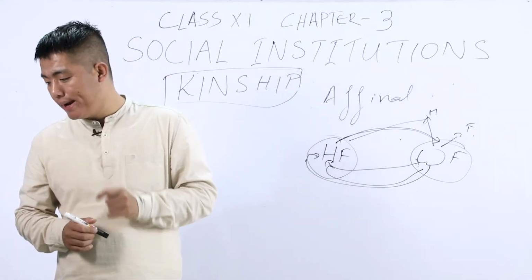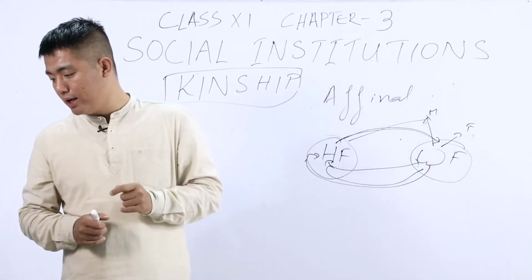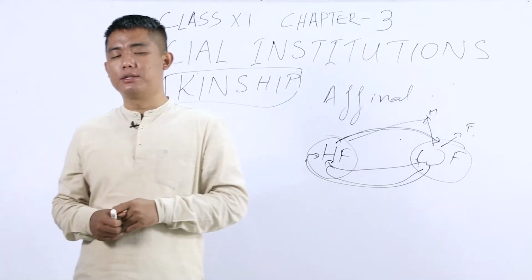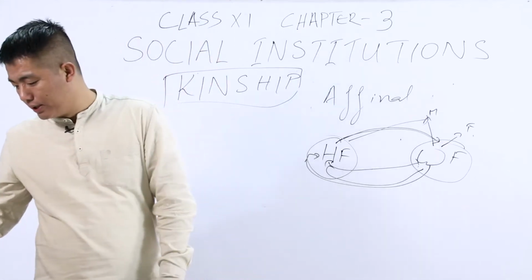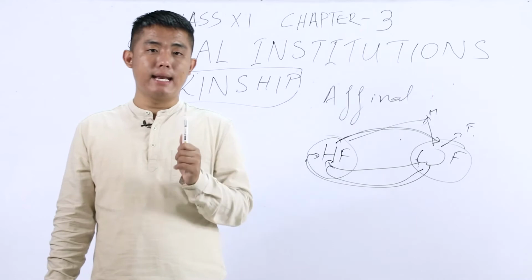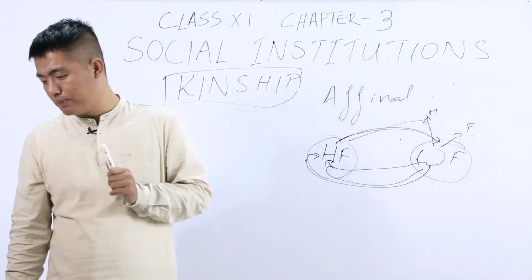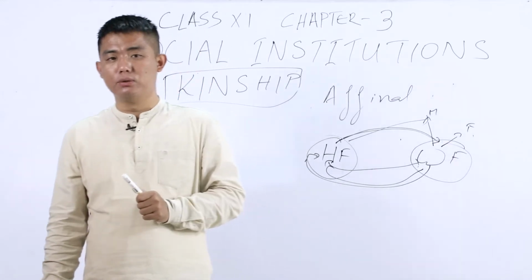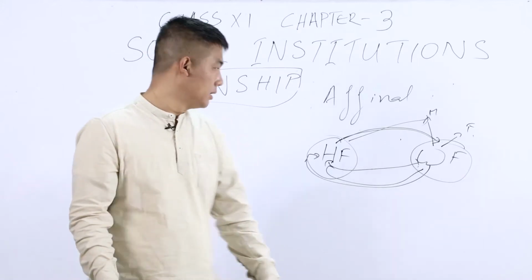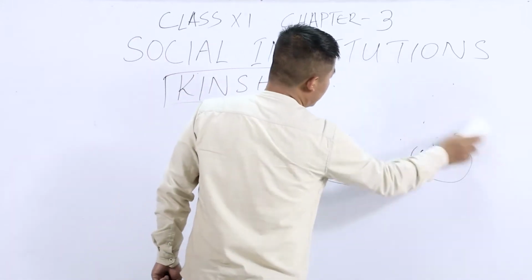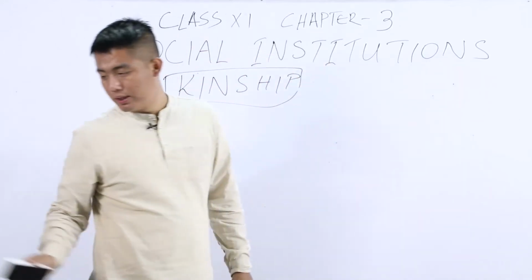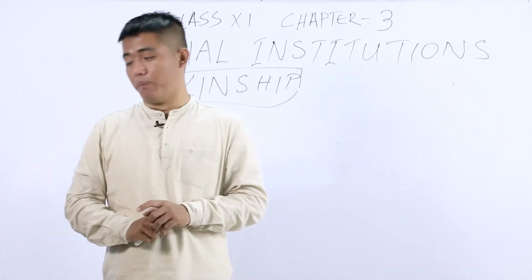The next one is called consanguineous, C-O-N-S-A-N-G-U-I-N-E-O-U-S, consanguineous kinship. The topic I'm discussing with you is on your page number 36, so I request you to kindly go through the textbook as I explained here. This particular consanguineous kinship is given on page number 36, the second point.